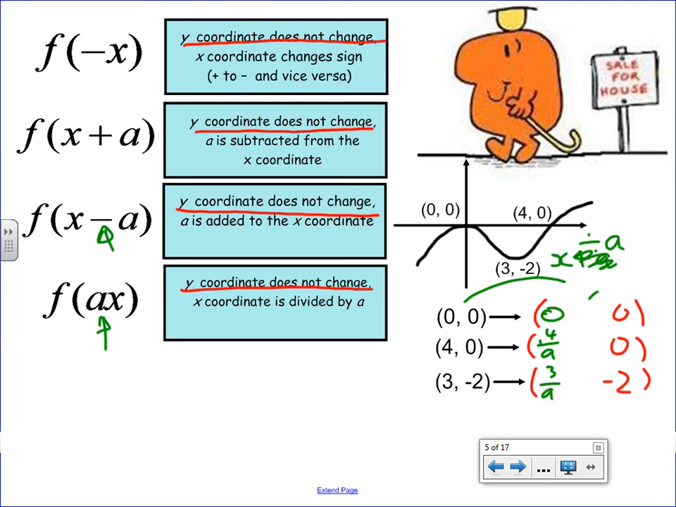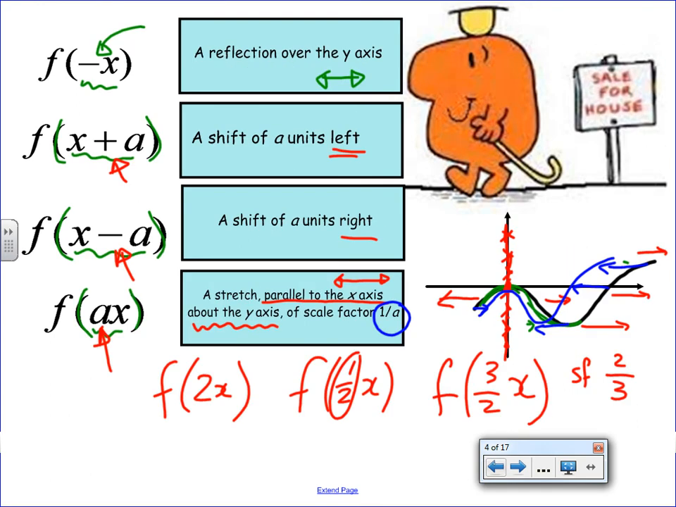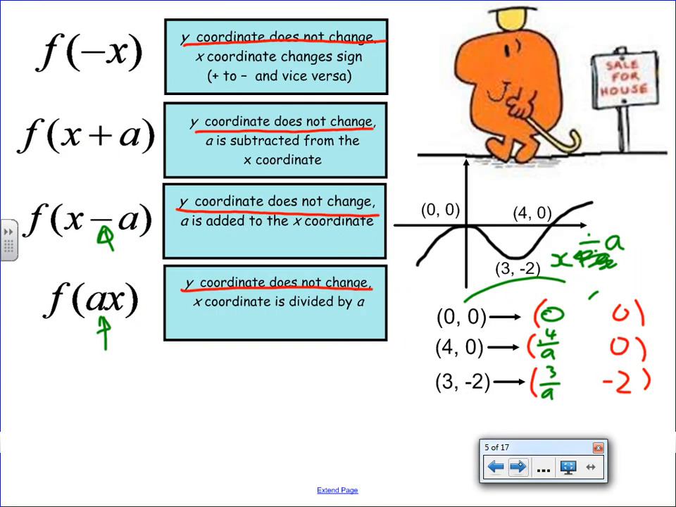So here's a question then. In the last slide, you had it as 1 over a. Why is that the same with the divide? That's a good question. Okay, so you're saying that for example, with f of 2x, I said the scale factor was 1/2, and so you multiply by a half to get the new coordinate. Yeah. And now I'm saying divide by 2. Yeah.